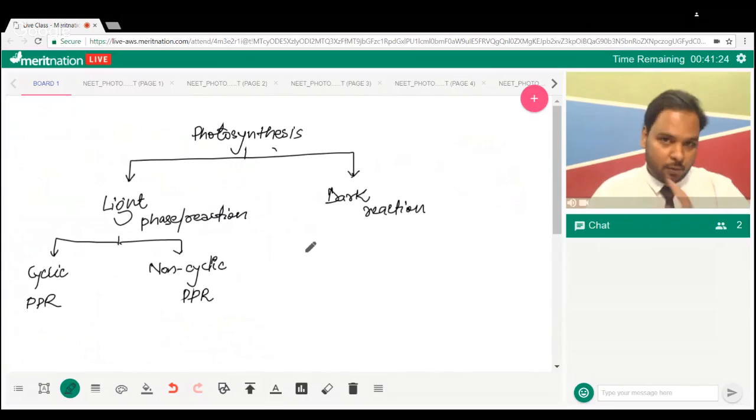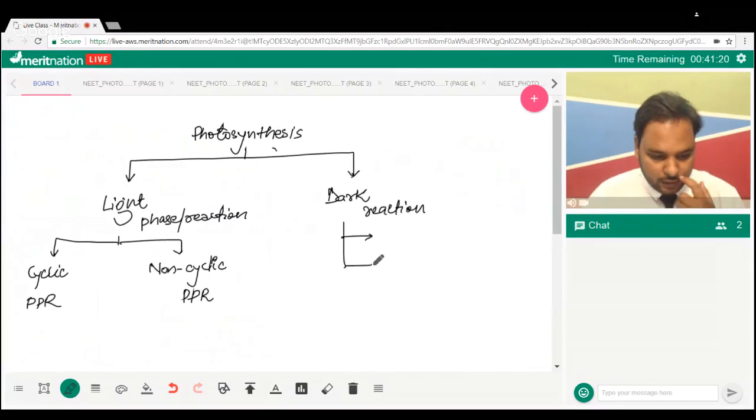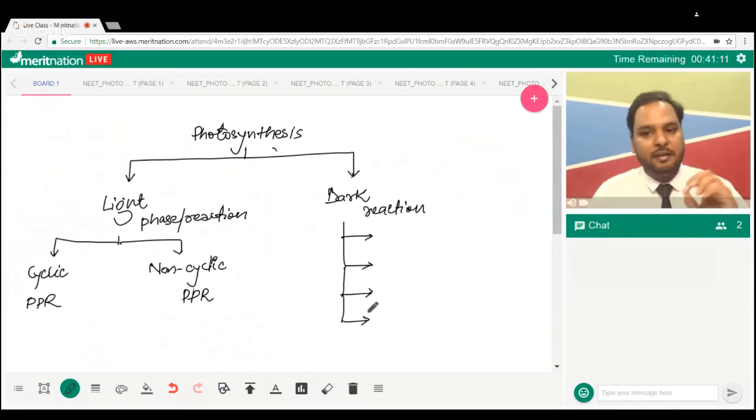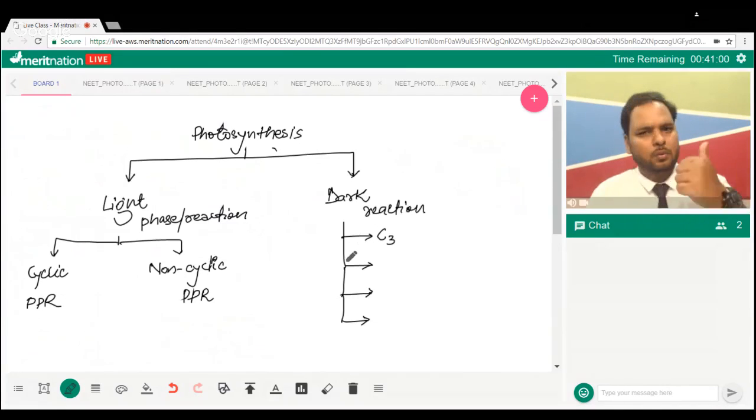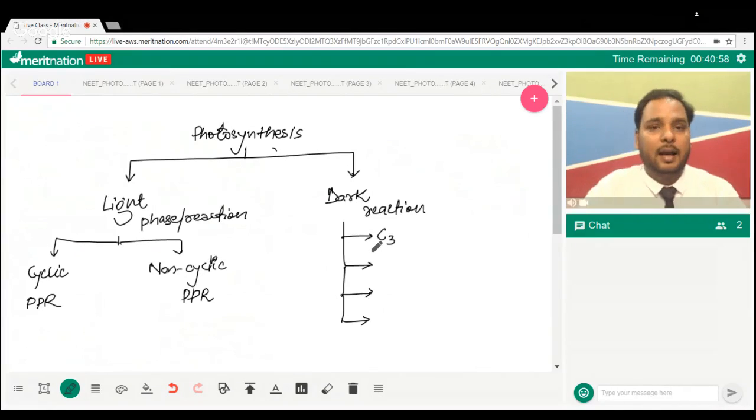And as I promised you in the last class also, we will divide the dark reaction into categories, or I'll divide it into four actually. The very first one that we are going to talk about is the C3 cycle, everyone. What do you need to learn about the C3 cycle? First of all, who discovered it, and who is responsible for it? Why is it called the C3 cycle?